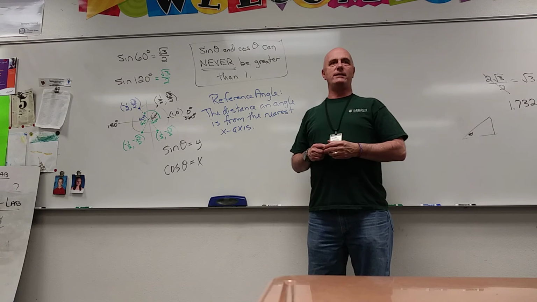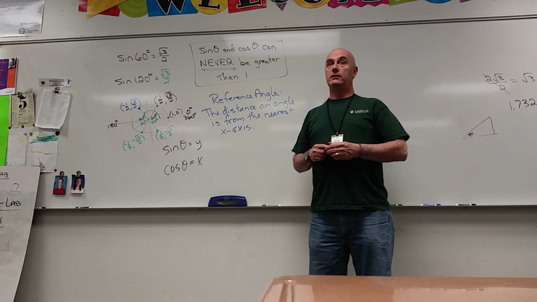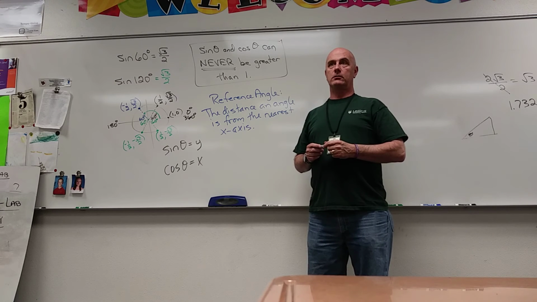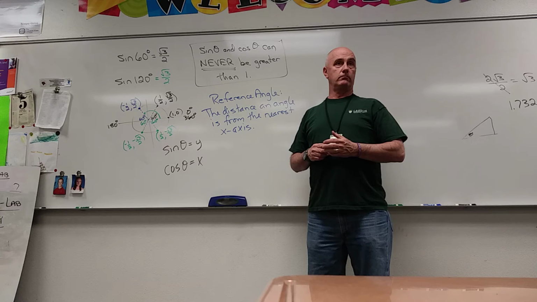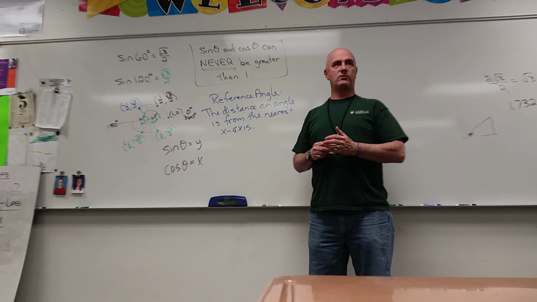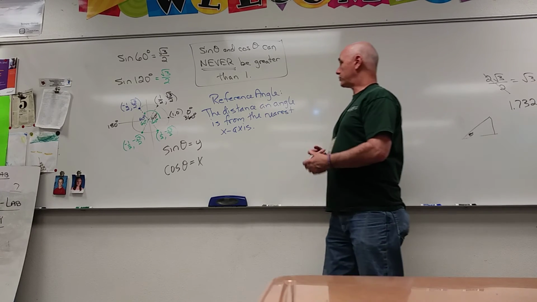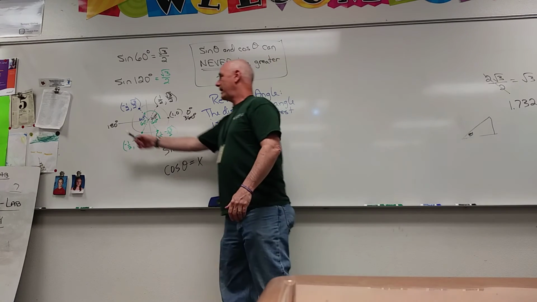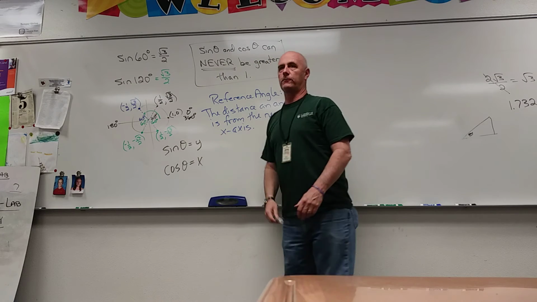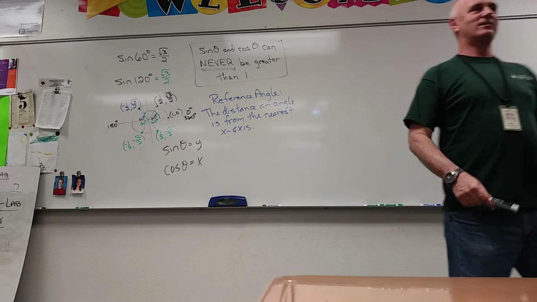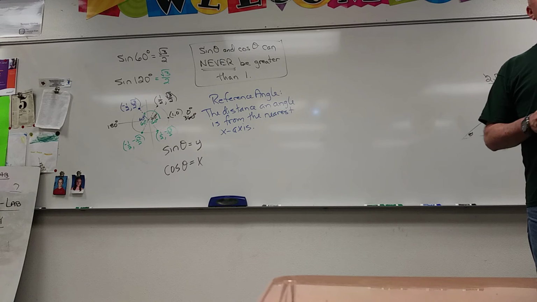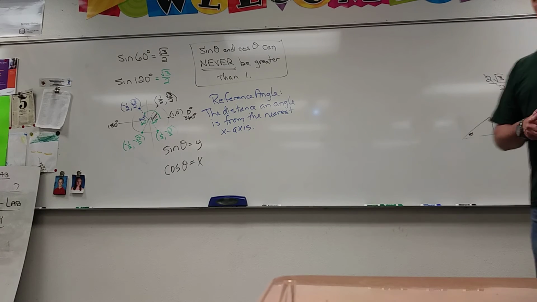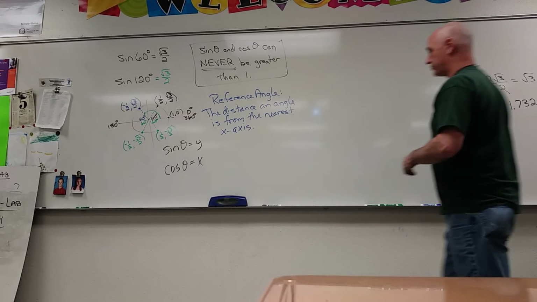What numbers are we not mentioning? 90 and 270, because those are the y-axis. We don't want to go there. We just want to go to the x-axis. Okay? So the reference angle is the distance an angle is from the nearest x-axis. In other words, how far is it from 180 or how far is it from 360? That gets us a reference angle. Questions there? Does that make sense?